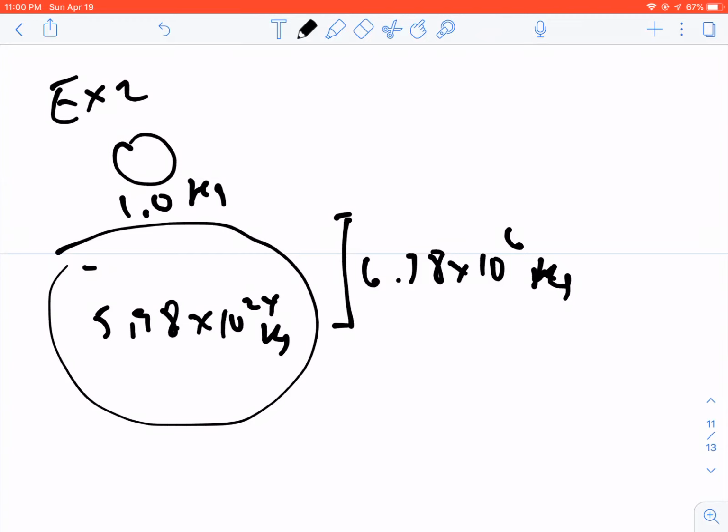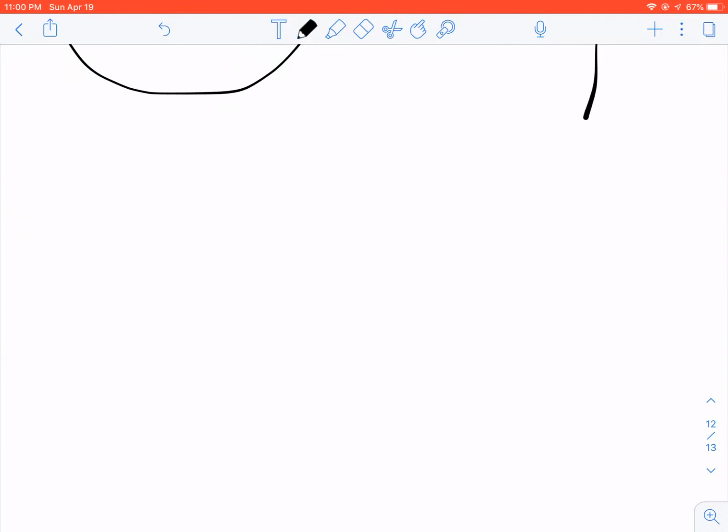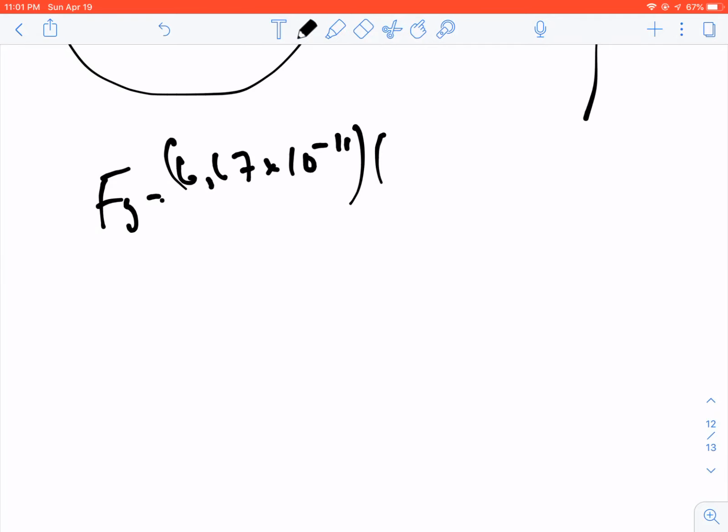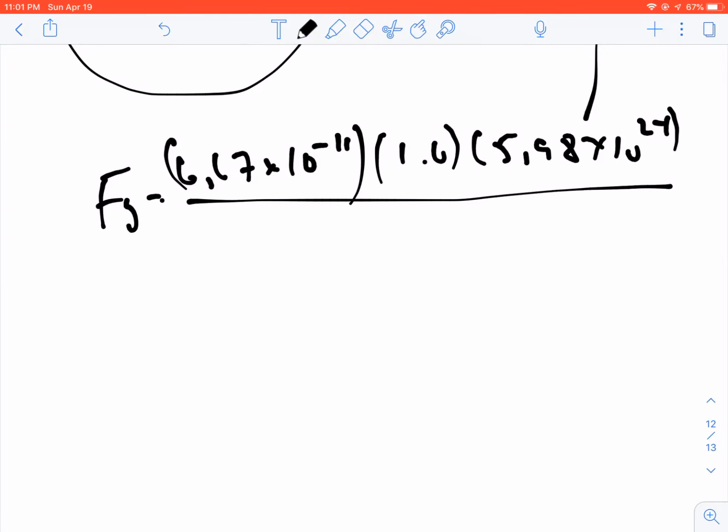And to calculate the gravitational force, I'm going to use Fg is equal to 6.67 times 10 to the negative 11. That's my value for big G, the universal gravitation constant, times the mass of the melon, times the mass of the planet, divided by the radius of the planet, quantity squared, and I'm getting an answer of, look at this, 9.8 newtons.